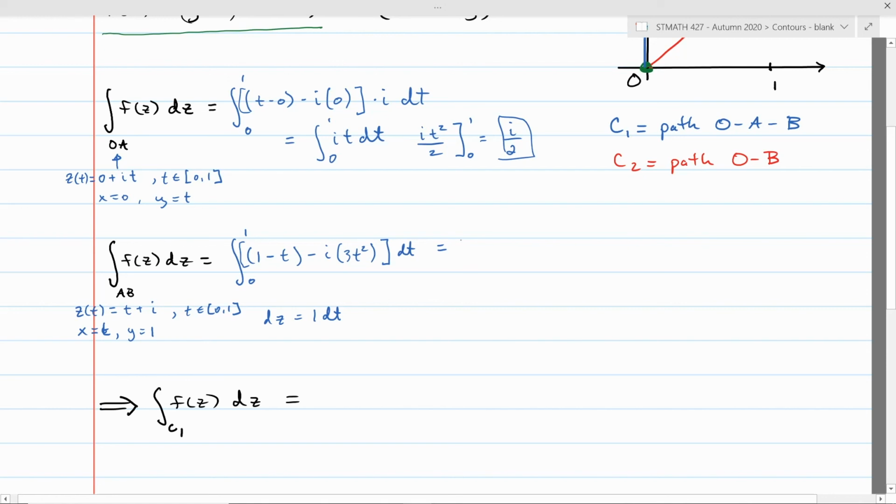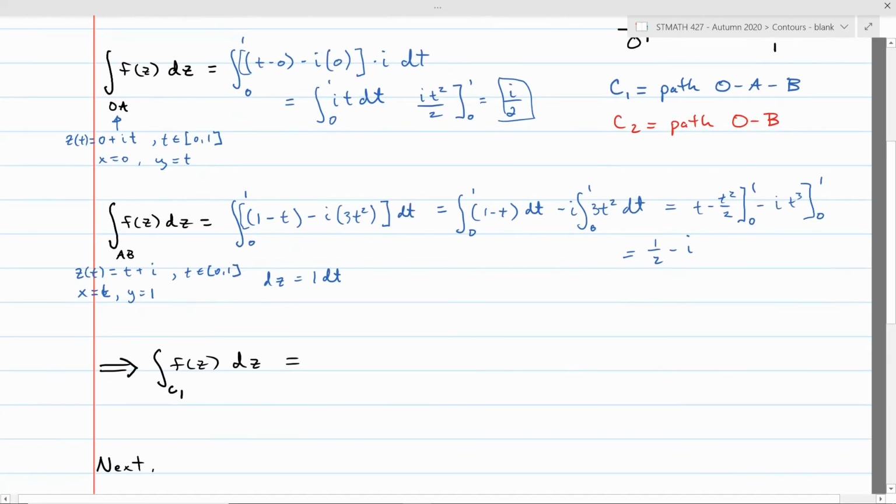Yeah, so fixing it, we get integral 0 to 1, and then the real pieces 1 minus t dt, and then you'd have minus integral 0 to 1 3t squared dt. So you're going to get t minus t squared over 2 evaluated from 0 to 1, minus i times t cubed evaluated from 0 to 1. So that's going to work out to be 1 minus a half, which is a half, minus i. So 1/2 minus i.